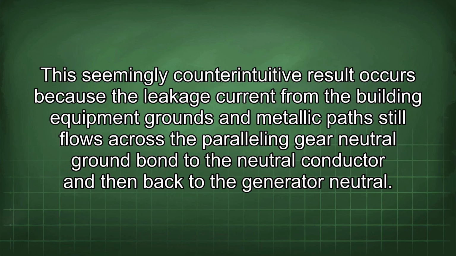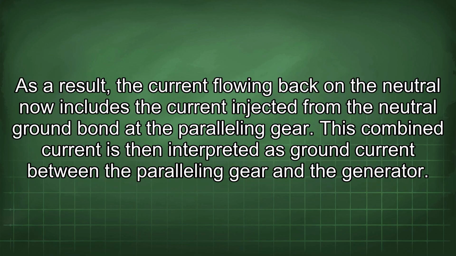This seemingly counterintuitive result occurs because the leakage current from the building equipment, grounds, and metallic paths still flows across the paralleling neutral ground bond to the neutral conductor and then back to the generator neutral. As a result, the current flowing back on the neutral now includes the current injected from the neutral ground bond to the paralleling gear. This combined current is then interpreted as ground current between the paralleling gear and the generator.